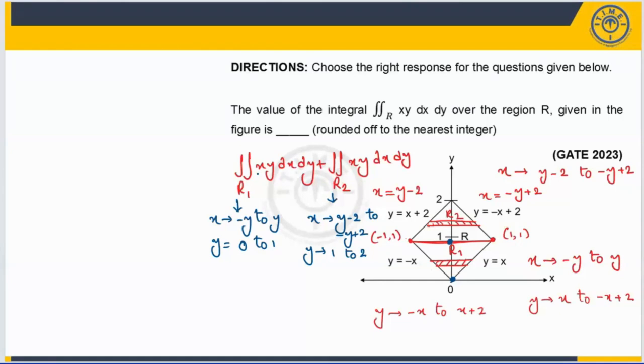Nothing to worry. So if I'm going with the vertical, y is varying from x to negative x plus 2. So another way of solving this is 2 times the integral, x is from 0 to 1, y is from x to negative x plus 2, xy dy dx.